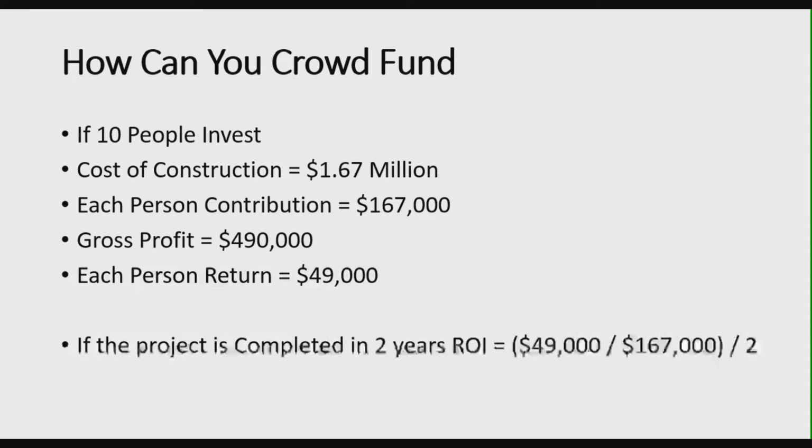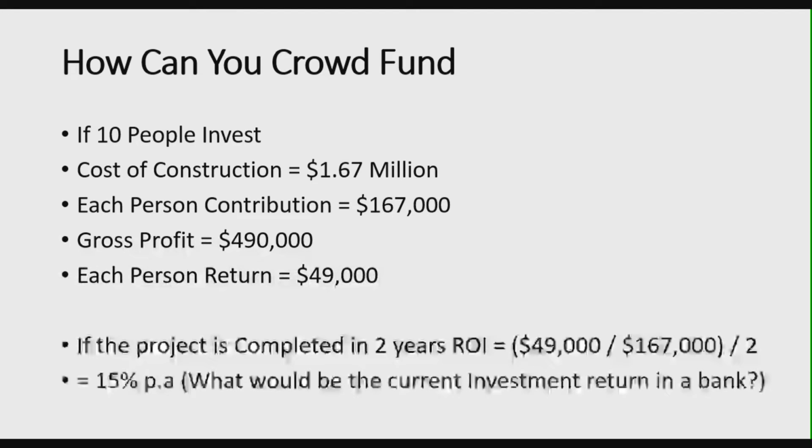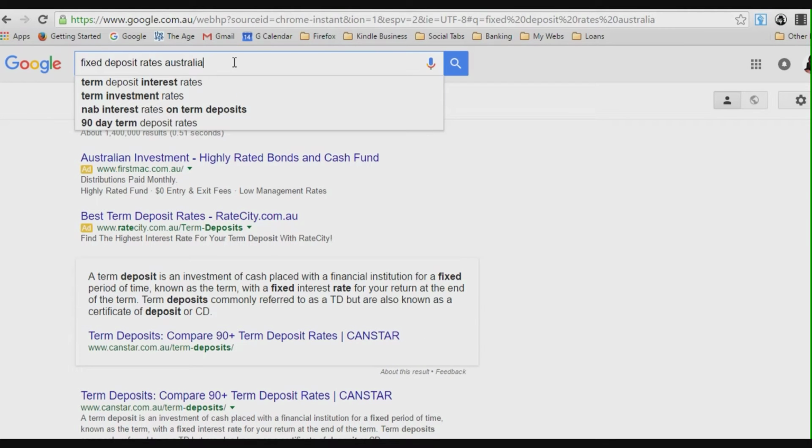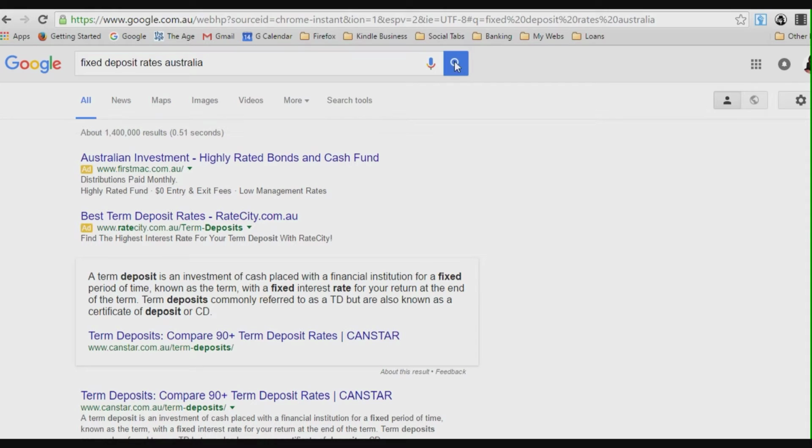Let's assume this project takes 2 years, but previously, as you have seen, the plans and permits were taken. We can certainly finish it before 2 years. So with that, even worst case scenario, we're looking at about 15% return. What are the current interest rates if you deposit money in a bank account? So let's look at that as well.